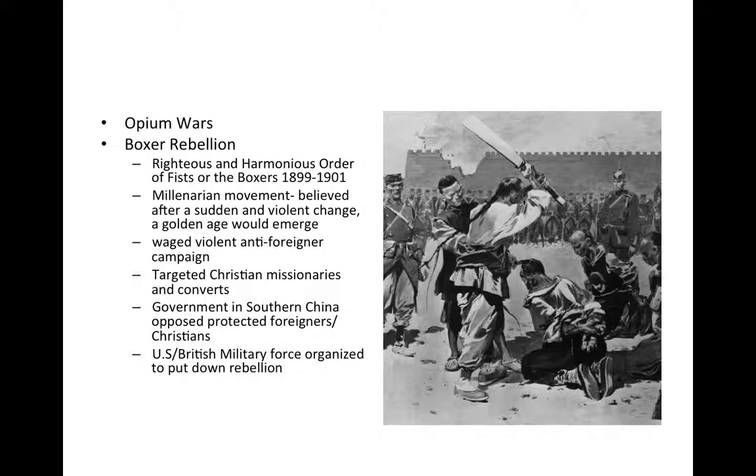Remember, Christian missionaries were kind of criticizing ancestor veneration and some of the other traditions like foot binding. So that was a source of tension and resentment. Eventually, though, the government in southern China was sympathetic to westernization, so they helped protect foreigners and Christians especially. And then the U.S. and the British joined together to put down the rebellion. Again, another unsuccessful rebellion. The Boxer Rebellion, that's in China.